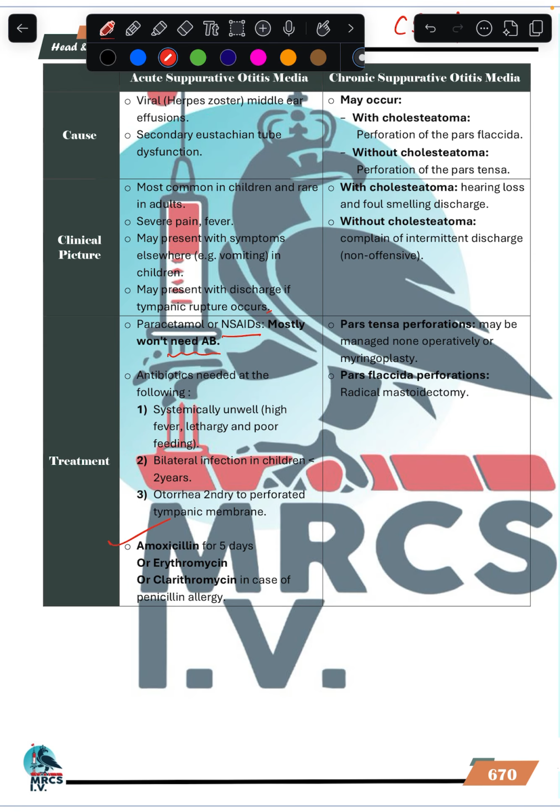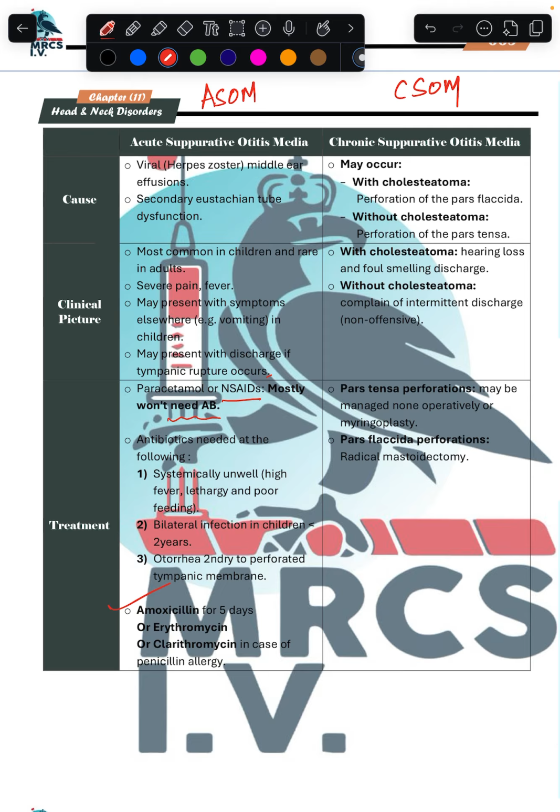Chronic suppurative otitis media (CSOM) can be with cholesteatoma, where there is perforation of the pars flaccida. Pars flaccida is the upper, smaller part and pars tensa is the larger part. When there is pars tensa perforation, there is no cholesteatoma. Cholesteatoma is there when there is perforation of the flaccida.